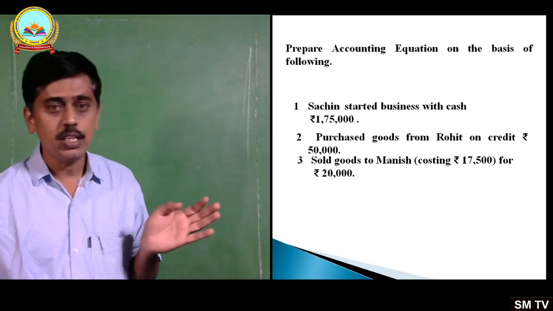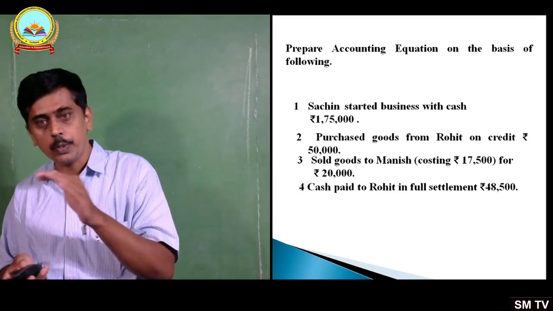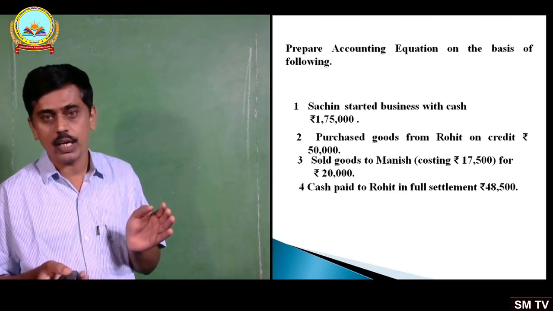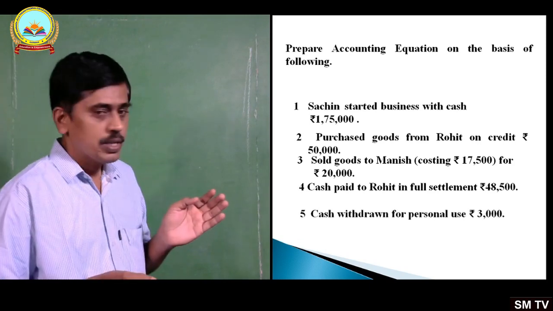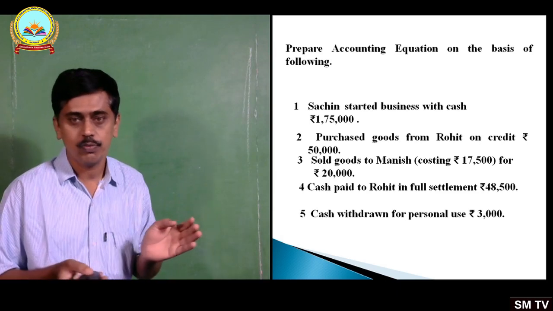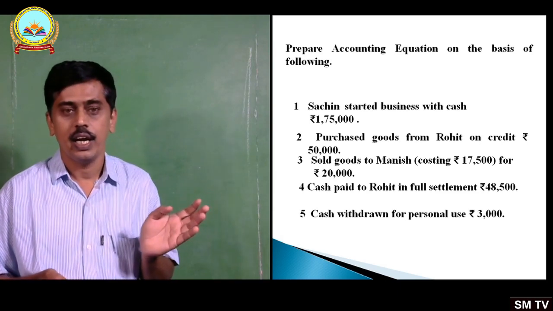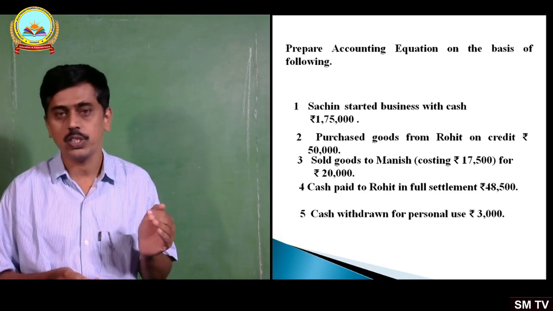Next, number 3, sold goods to Manish costing rupees 17,500 for rupees 20,000. Next, cash paid to Rohit in full settlement rupees 48,500. And last one, cash withdrawn for personal use rupees 3,000. Okay, these are the transactions.